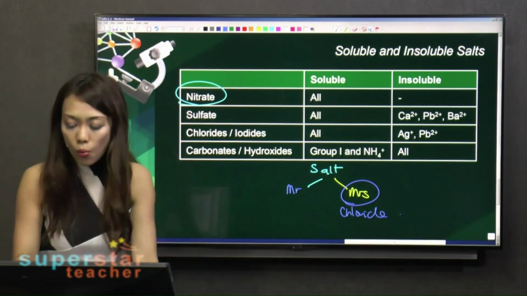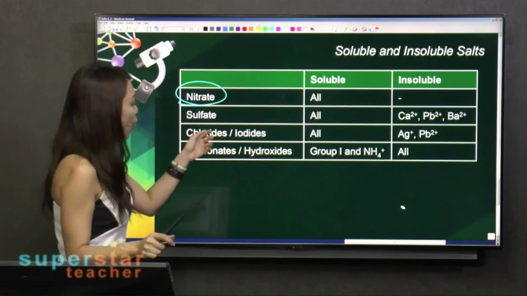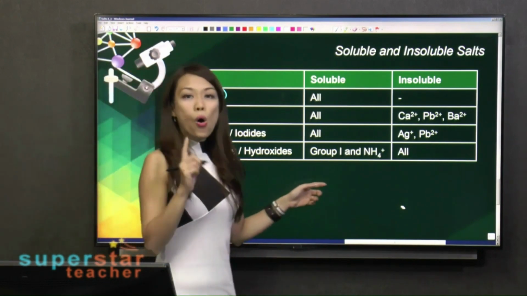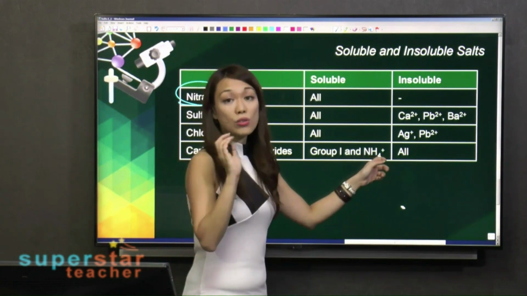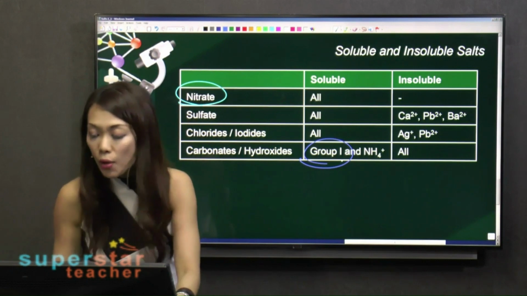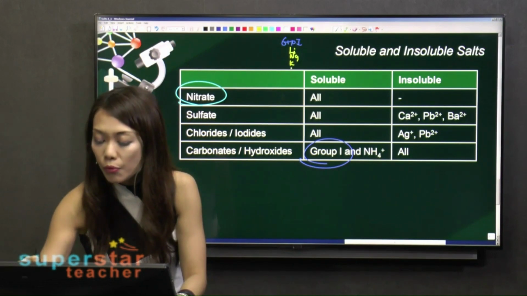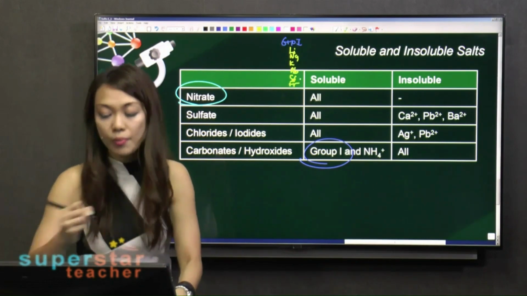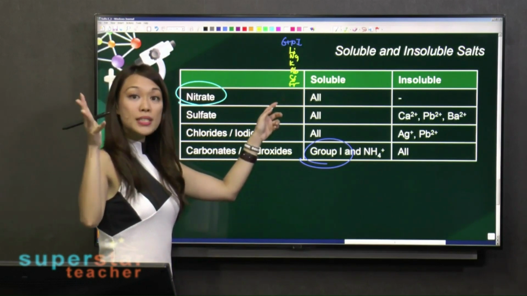Carbonate now. Oh well, carbonate is a little bit more special. You notice over here for carbonates or hydroxides, only group 1 and ammonium salts are soluble. Which means that only metals from group 1. Who are those metals from group 1? Well, I'm going to write it down here. Group 1, we have lithium, sodium, potassium, rubidium, cesium, and francium. If you have your periodic table, you should get this.